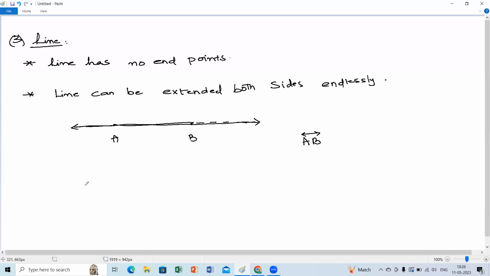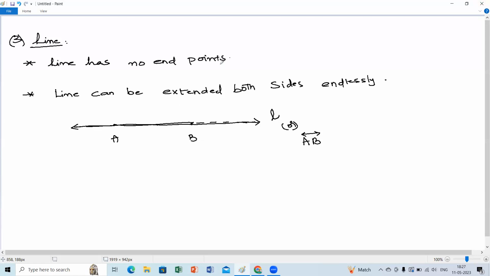Now, not only this, we can also represent a line with lowercase alphabets, children. Line l, line m, line n, line x, line y. Only lowercase alphabets. Either lowercase alphabets or the other way, you can represent a line. A line can be represented in different ways. One is with a single lowercase letter.